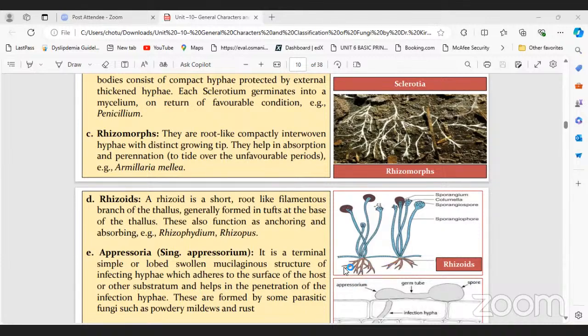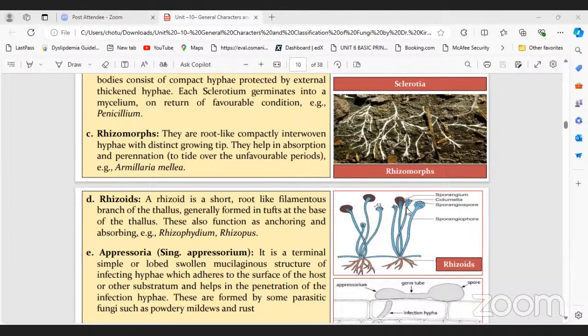Not a single line. See, here cuts are there. Branches of the thallus are generally formed in tufts at the base of the thallus. They also function in anchoring and absorbing minerals and nutrients. The best example is Rhizopus.